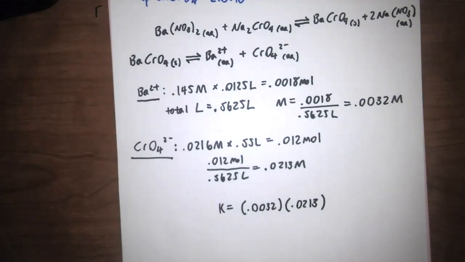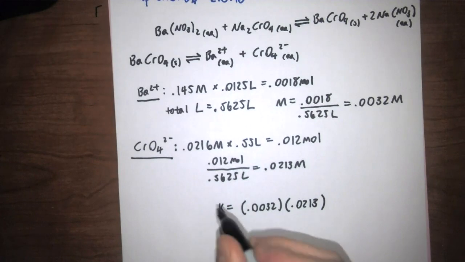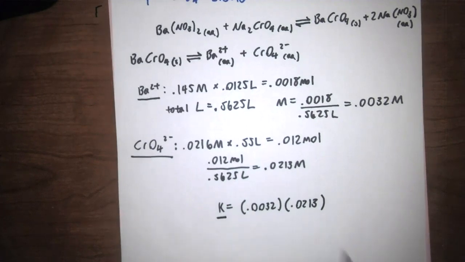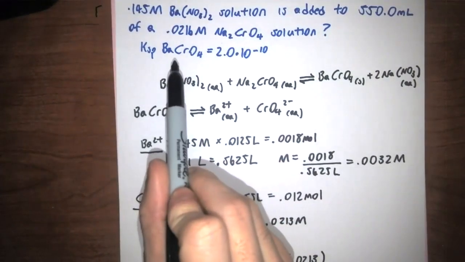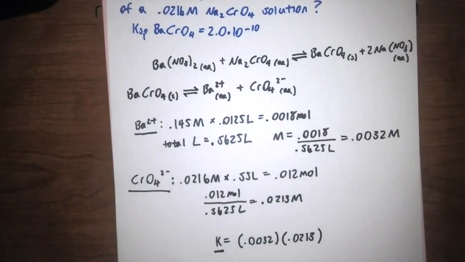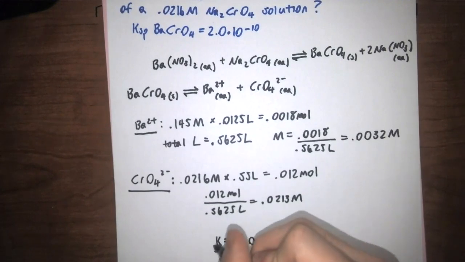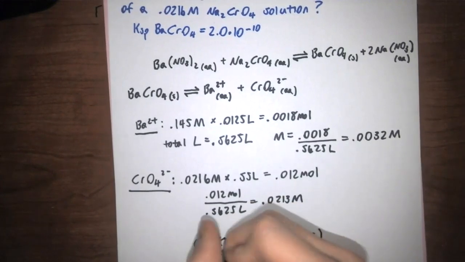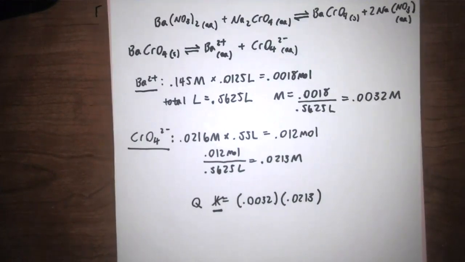If I'm asking if it's correct, it's probably not. This is where I am wrong. If you wrote K is equal to 0.0032 times 0.0213, you're not technically 100% wrong, but I already gave you the Ksp. If I gave you the Ksp, you can't solve for a new K. What are you solving for? You're solving for Q, right? This brings back Unit 3 memories.